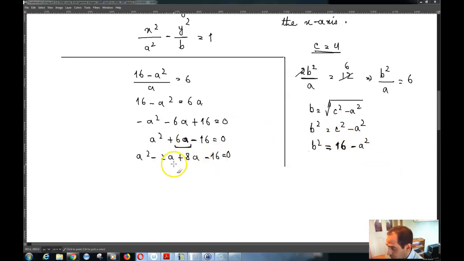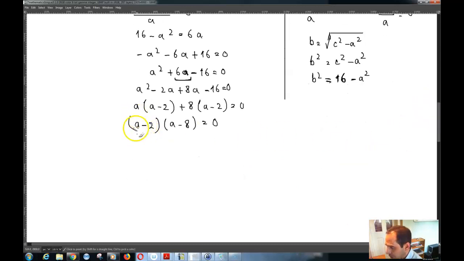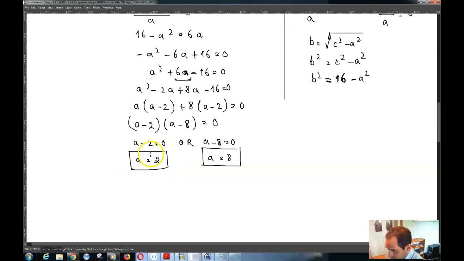And so now between these two terms I can take an a out, a minus 2. Between these two terms I can take an 8 out, a minus 2 is equal to 0. Then a minus 2 can be taken out, and that gives me a minus 2 times a minus 8 is equal to 0. That means that either a minus 2 is equal to 0 or a minus 8 is equal to 0 for this whole equation to be equal to 0. That gives me a is equal to 2, and that gives me a is equal to 8. So now I have two values for a.